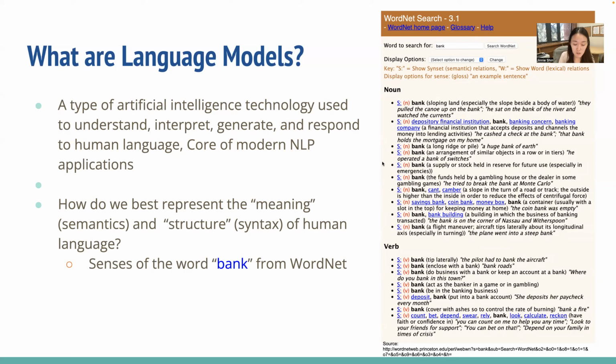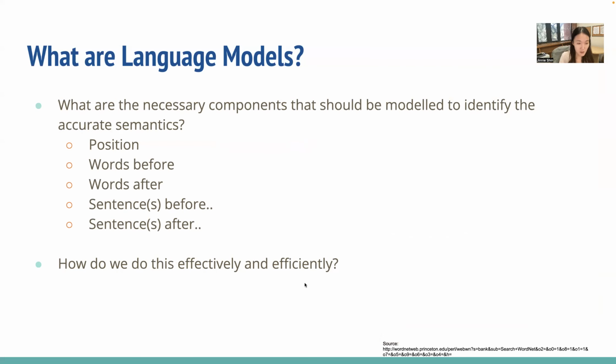You can see that based on the grammatical form, whether it's a noun or a verb, and the context of word usage, the word bank can represent numerous different senses. This highlights the complexity and the sophistication that is required in language models to accurately interpret the nuance of human language. So now let's delve deeper.